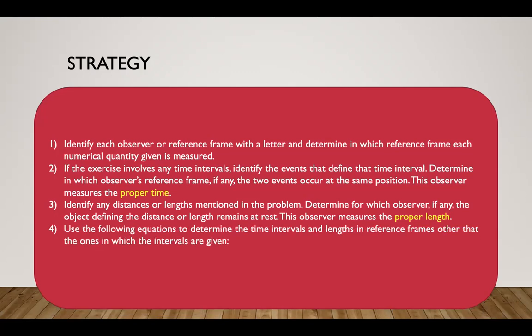Now what you need to do is use equations to translate. For instance, if I give you the time interval in one observer and you need it for another observer, you need to translate between the two. And the same thing for the length, right? You have the proper length, and now you have to find the length for somebody that is not at rest with that object. To do that, you use the following equations and then you translate between intervals or distances.